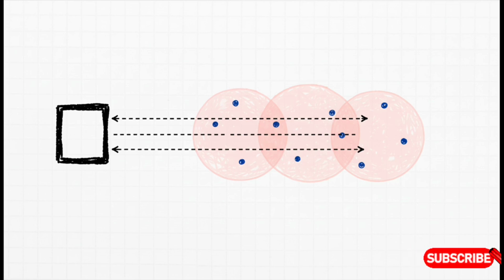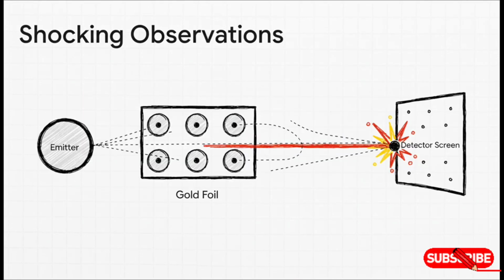Maybe a few would get nudged off course a tiny bit, but that should be it. But what they actually saw, well, it blew their minds. Sure, most of the particles went right through, just as expected. And yeah, some of them were deflected a little, but then there was this tiny, tiny fraction, about 1 in every 20,000, that hit the foil and ricocheted.